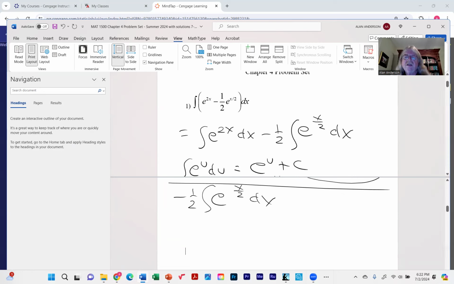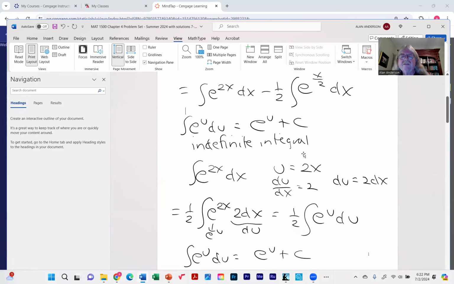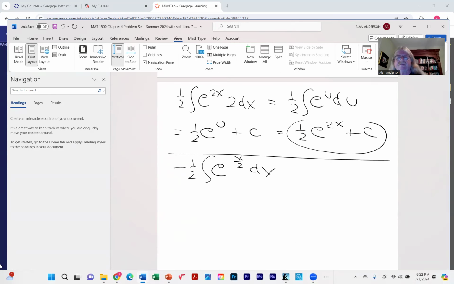So here we can try letting u be x over 2, which means that du dx is simply a half, which means that du is 1/2 dx. All right, well, guess what? We don't have 1/2 dx. However, we're very close to having 1/2 dx. In fact, the only thing that throws it off is that we have a negative here. So let's try this.